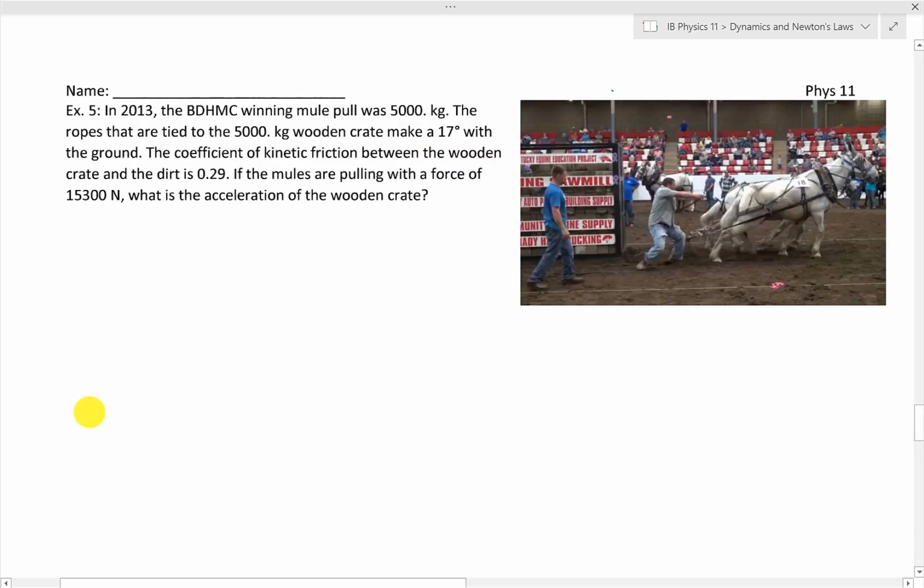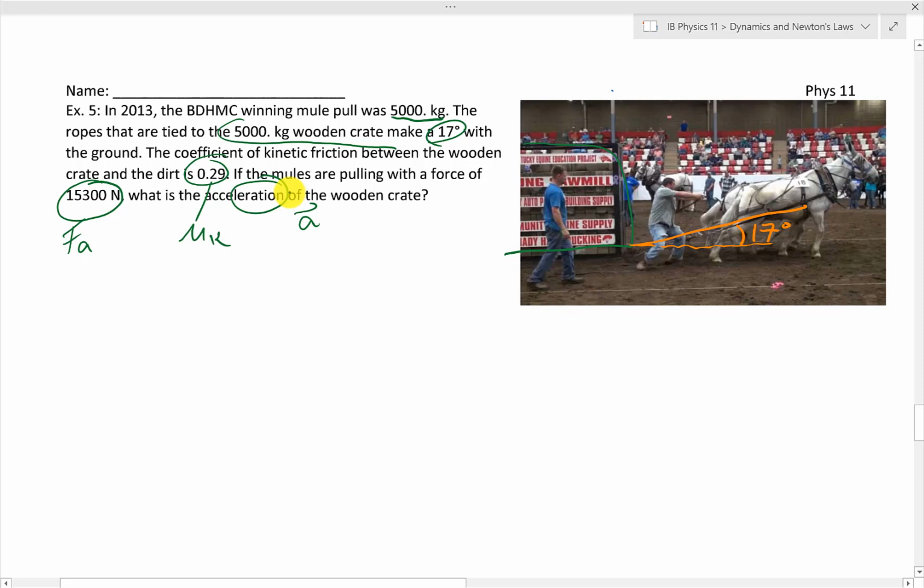In 2013, there was a winning mule pull of 5,000 kilograms. So I'm assuming this big crate here is 5,000 kilograms. The ropes that are tied to the 5,000 kilogram wooden crate make a 17-degree angle with the ground. So that's it there. The coefficient of kinetic friction between the wooden crate and the dirt is 0.29. That's mu k. If the mules are pulling with a force of 15,300 newtons, that's our applied force, what is the acceleration of the wooden crate?